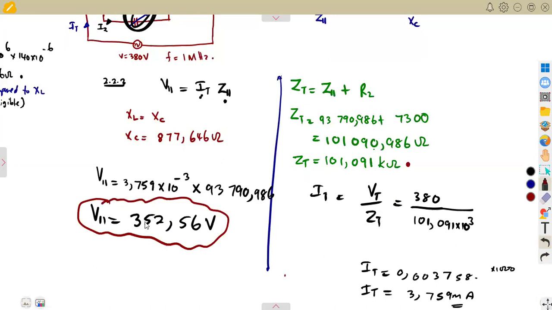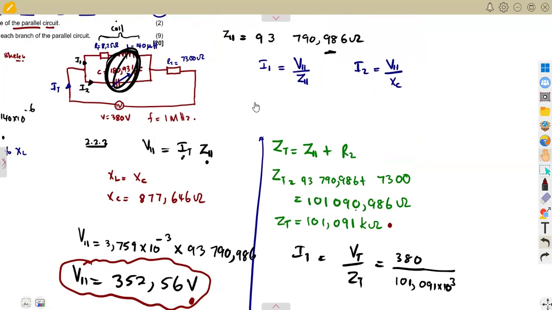With the voltage of the parallel combination, it is now easier for us to calculate these currents. Current 1 is the voltage of the parallel over the impedance, because this is the current flowing across this branch, which is across the coil. Remember, we have the impedance of the parallel, the total of the parallel. Sorry, that is the one we are given there. Guys, we need the one that is affecting the coil, not the parallel.